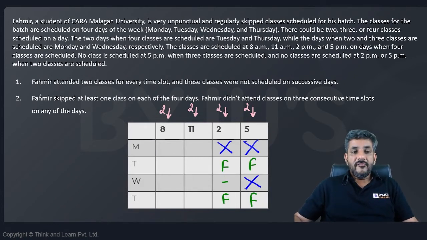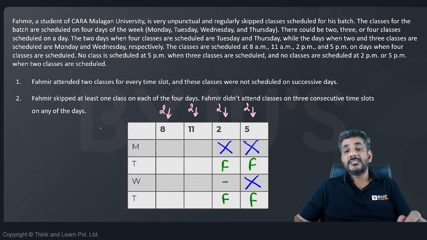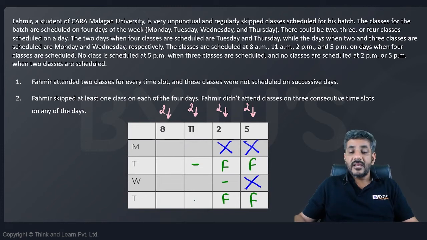Let's move on. Fahmir skipped at least 1 class on each of the 4 days. Fahmir did not attend classes on 3 consecutive time slots on any of the days. That means on Tuesday, he has already attended a class at 2 and 5. So he cannot attend a class at 11. Otherwise, there would be 3 consecutive time slots. Similarly, on Thursday, he has already attended a class at 2 and 5. He cannot attend a class at 11. Otherwise, again, they would be consecutive. And therefore, he has to attend 2 classes at 11 o'clock. So he must be attending a class on Monday and he must be attending a class on Wednesday.